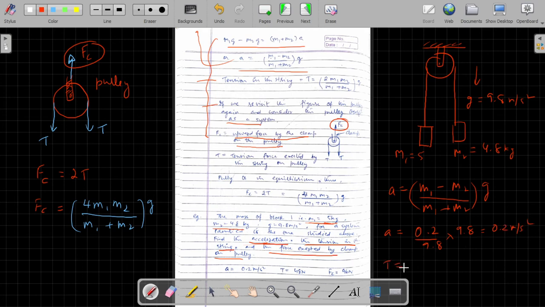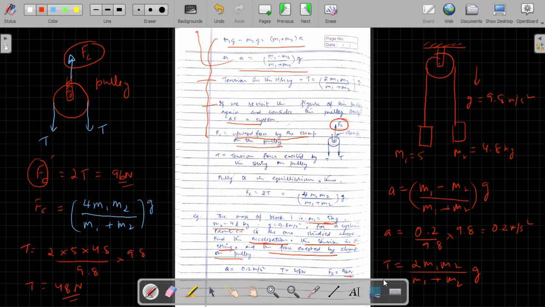The value of tension in the string would be 2 times m1 m2 upon m1 plus m2 into g. So the value of tension would come out to be 2 times 5 into 4.8 divided by 9.8 into 9.8. So this value would come out to be 48 newtons. This is the value of tension. And we know that the force exerted by the clamp on the pulley is 2 times the tension, so that would be 96 newtons. So let us move to the next part.